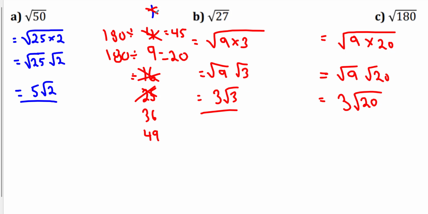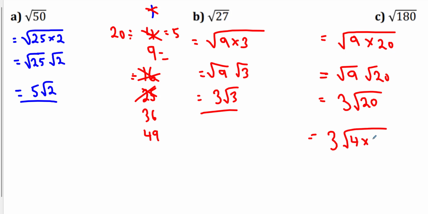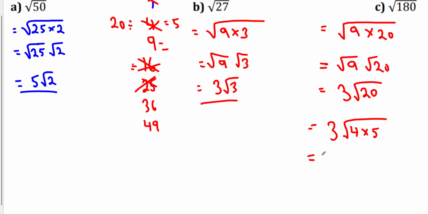Let's find out. Can I do 20 divided by 1? Well, obviously 1 doesn't change anything, but can I do 20 divided by 4? 20 divided by 4 will give you a value of 5. So yes, I can simplify 20 further. So this will become 3. Remember, the 3 is just always in front now. Square root 4 times 5. If I do that correctly, this becomes 3 times square root 4 times square root 5.